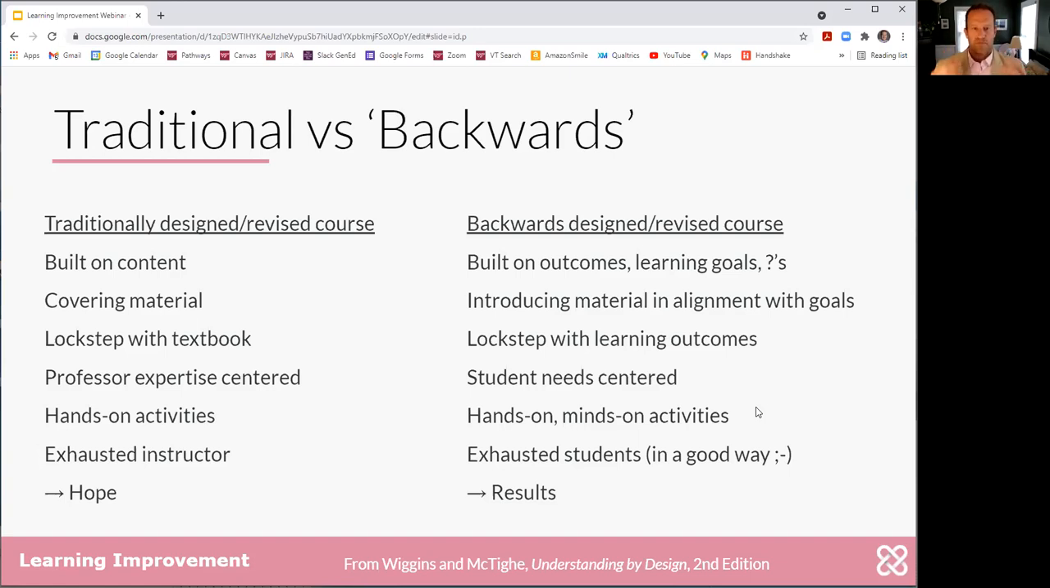We should see them exhausted in a good way. They have worked, they have thought, they have done the work to meet the outcomes. And then we end with results, not hope, not ideally they're going to learn this stuff or I hope they appreciate this stuff, but results. They learned the things we hoped they learned. And you can really measure that and actually design for that.